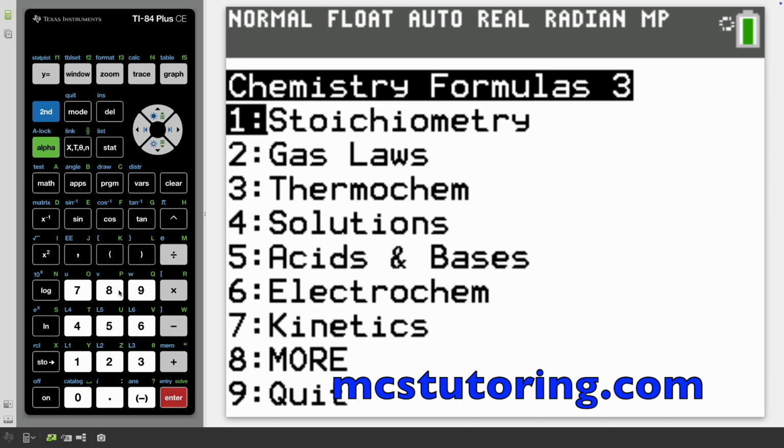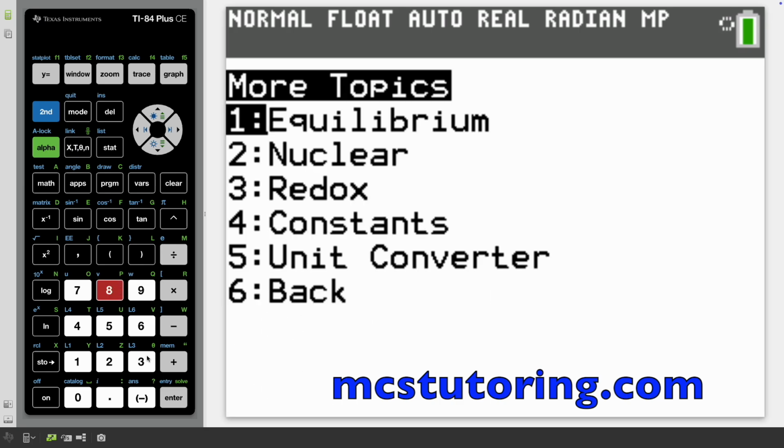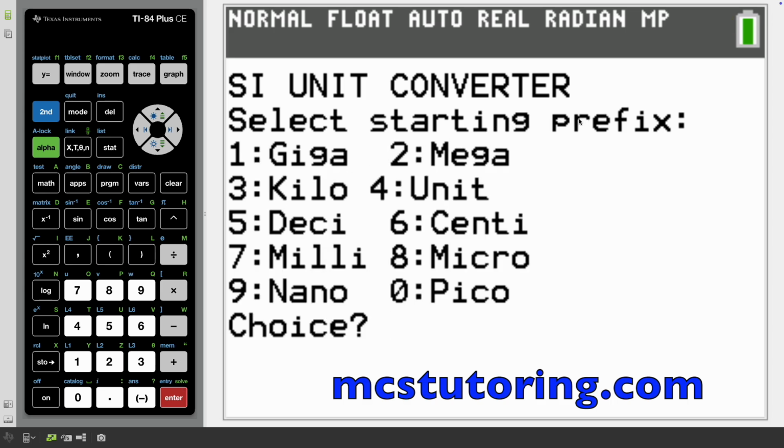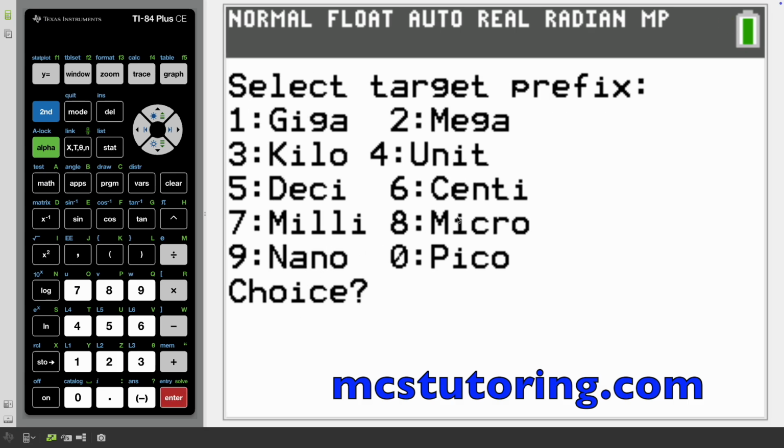So let's go to the more menu, unit converter. Okay, this is the part of this program where actually something is done. I convert common units for volume, temperature, time, mass, and pressure, or just SI units. First, select your starting prefix. Let's say we're going megaliters to liters, so we're starting with megaliters. We're just trying to get to liters, which is the unit.